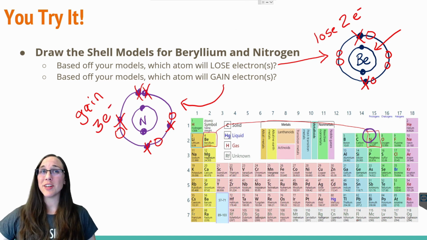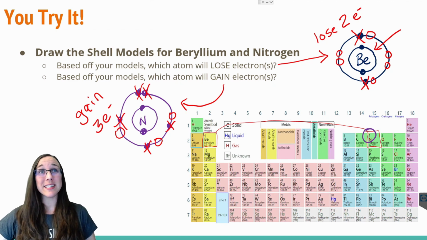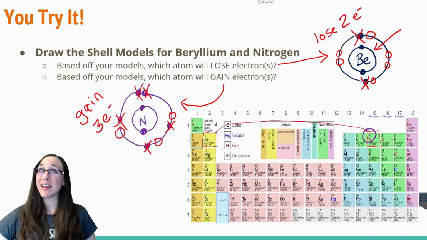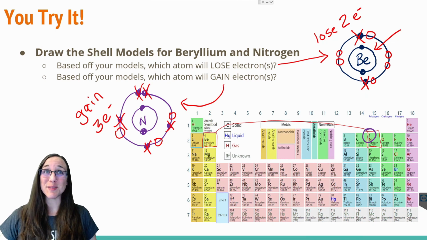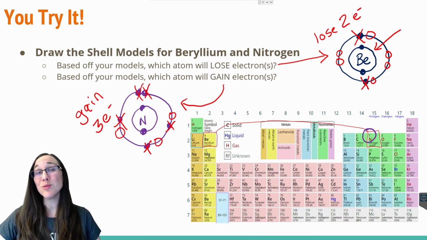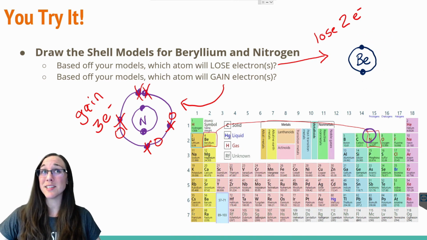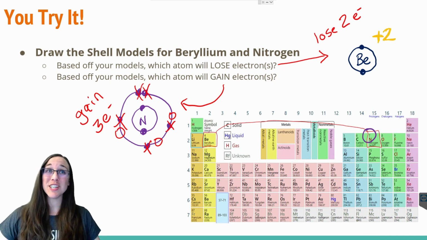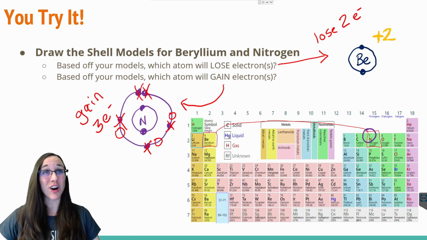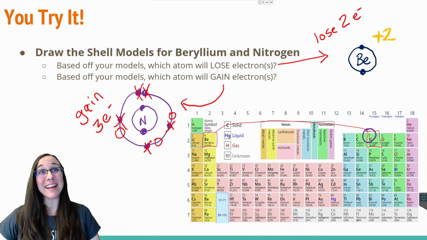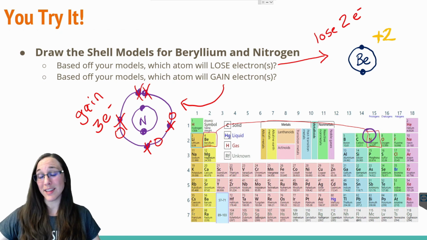Hopefully you're catching the drift here that ionic bonds are all about give and take. One of the atoms is going to end up giving and the other is always going to end up taking, just like a lot of relationships I know. So when beryllium loses 2 electrons, it now becomes positively charged, but not just positive 1, it lost 2. So it becomes positively 2 charged. When nitrogen ends up gaining 3 electrons, it's going to end up with a negative 3 charge from the electron gain.